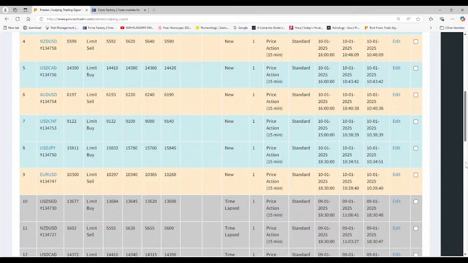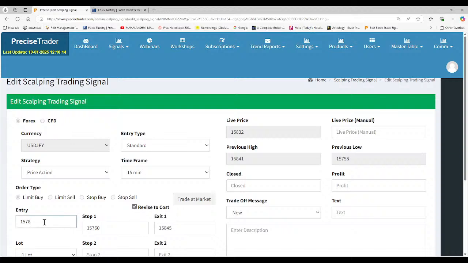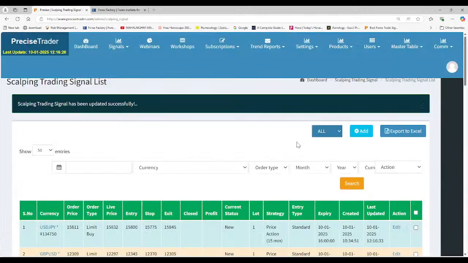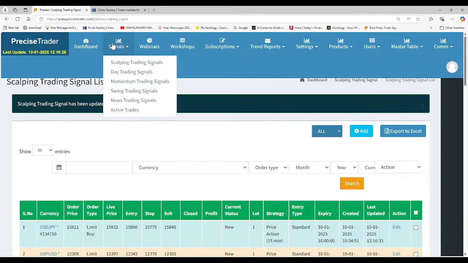So what we can do is, this one we can raise it to 15875 stop, 15845 TP. Okay, since we are raising it, we reduce the time. Reduce the time to 4 o'clock. That means another 4 hours.